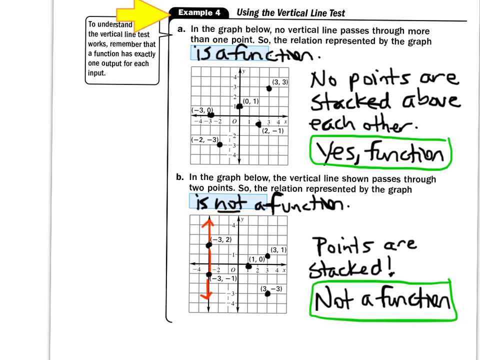Now take a look at B, and I want you to go over with your black pen. Make these points really stand out. And then I want you to notice with your red pen, if I drew a vertical line, you'll see that these 2 points are stacked right above each other. And that's not allowed in the function world. So this is not a function.